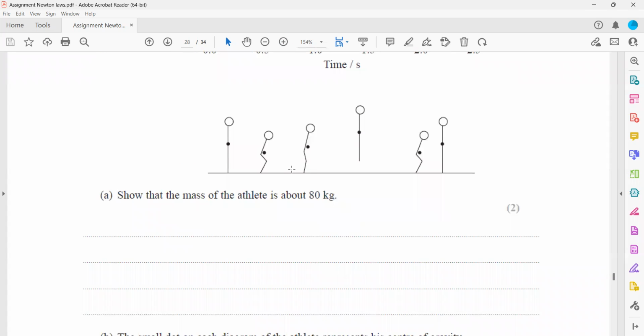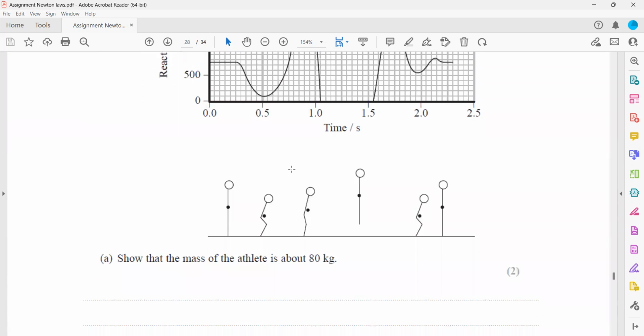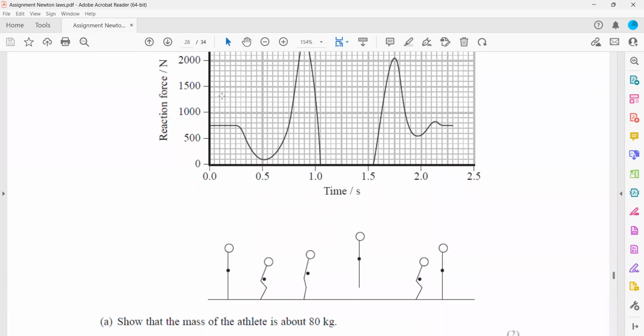Show that the mass of the athlete is about 80 kilograms. How can we show that the mass is about 80 kilograms? At this point, the weight balances with the normal contact force. So we can say weight is equal to R, and weight is mg, so mg is equal to R.